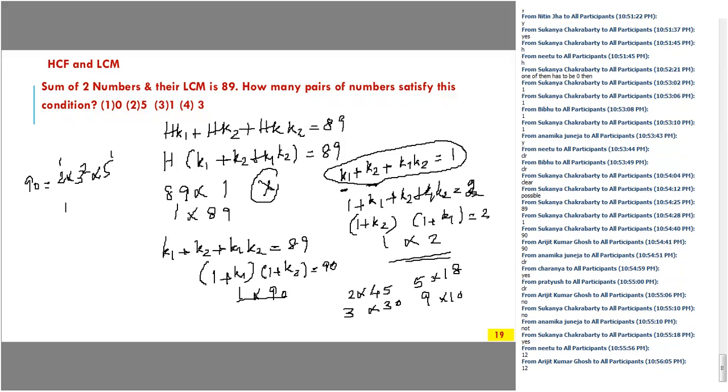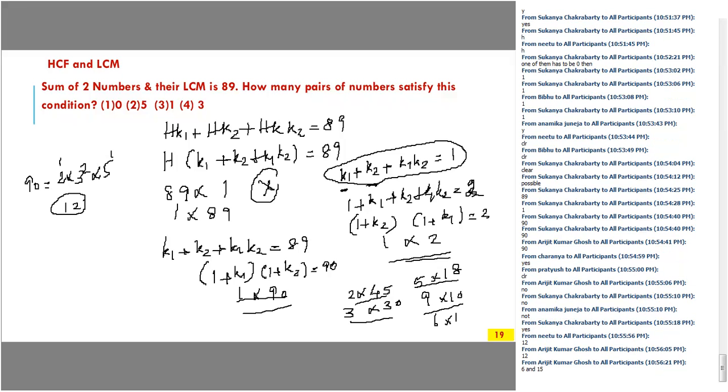90 is 2 into 3 square into 5. So how many factors is that? 12 factors or not? What have I covered? 2 here, 4 here, 6 here, 8 here. What's the other one I have not covered? Tell me what number I have not covered. 6 into 15. So 1, 2, 3, 4, 5.